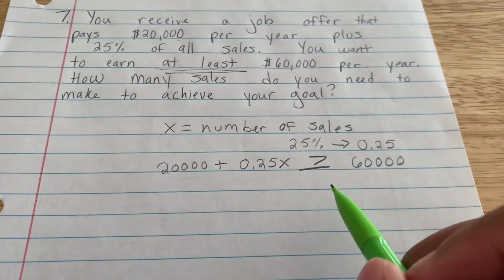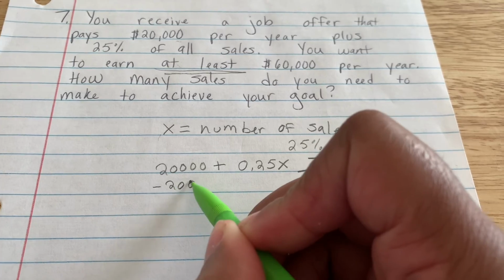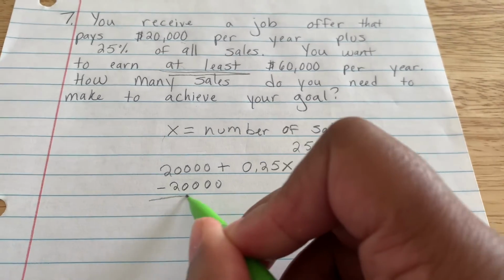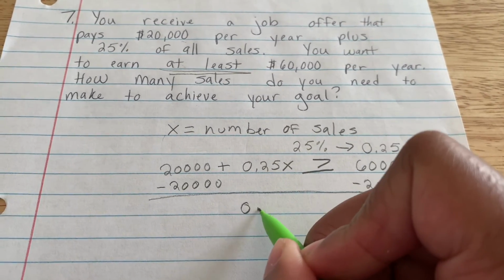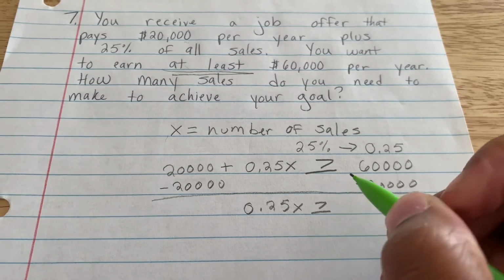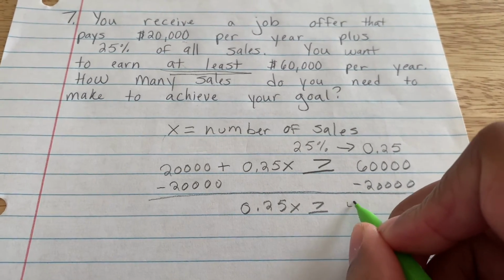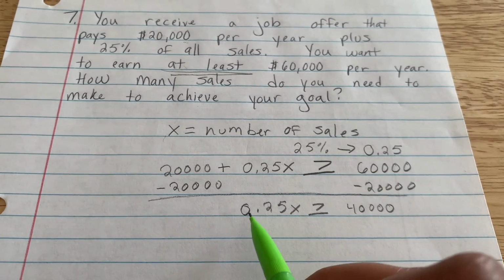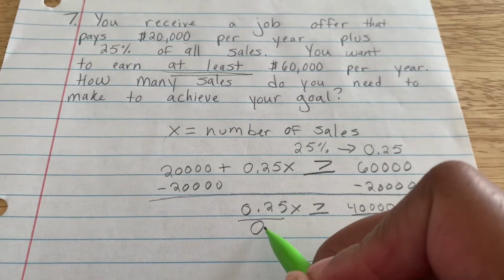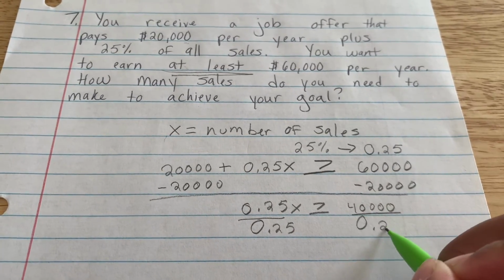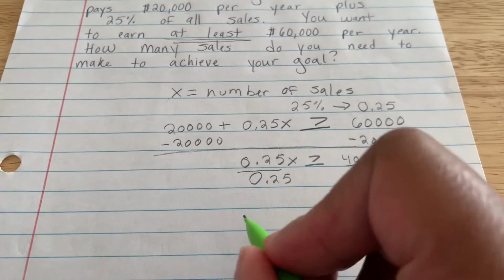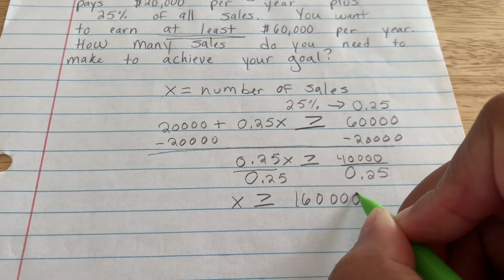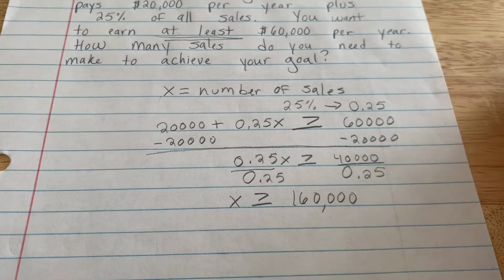And from here, we have an inequality that we can solve. So we have 0.25x is greater than or equal to 40,000. And if we divide by 0.25 here, you're going to need quite a bit of sales in order to make this amount. You're going to need 160,000 sales at least.